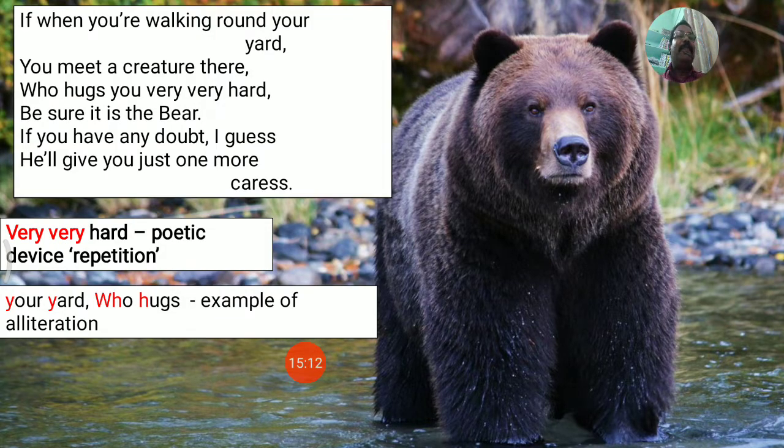Okay, then similarly, this stanza also, like the other stanzas, has a lot of poetic devices. Here you find examples of alliteration, examples of repetition. So here the poet in the third line has used "very, very hard." That is an example of the poetic device called repetition. Very, very hard.